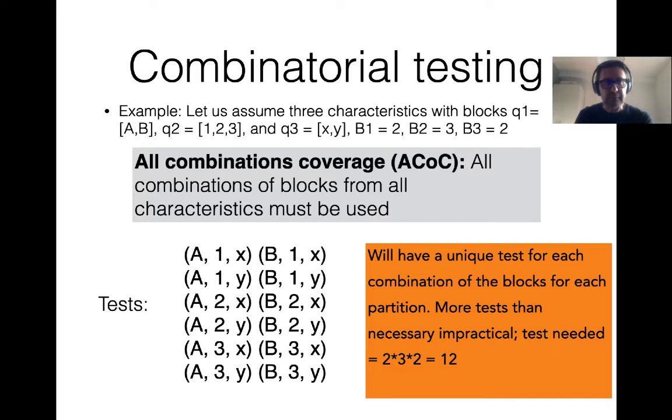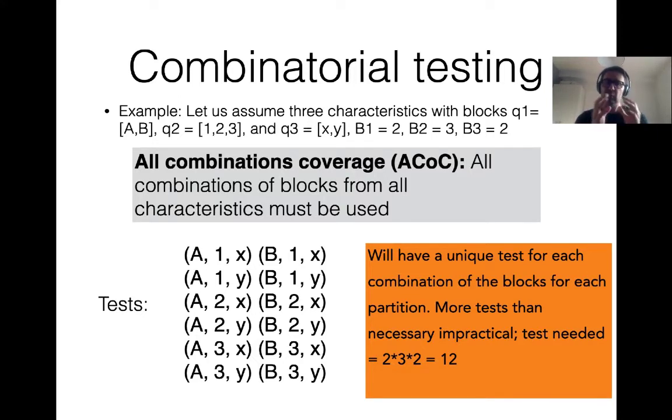Let's assume 3 characteristics with blocks. For one characteristic Q1, you can have basically 2 classes, A and B. For the second one, Q2, you can have 1, 2, or 3, and for Q3, you can have X and Y, right? So basically for block 1, defined by Q1, you can have 2 combinations. For block 2 it should be 3 there, yes, and for block 3 you can have 2.